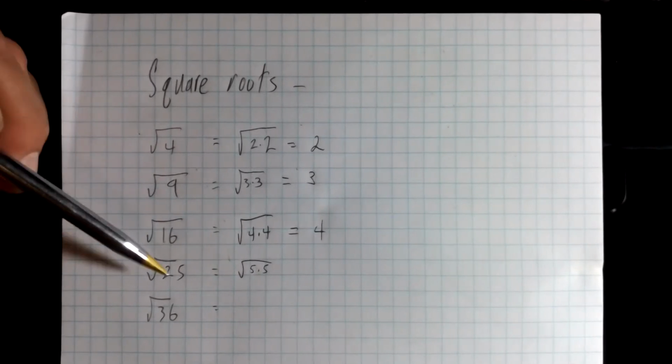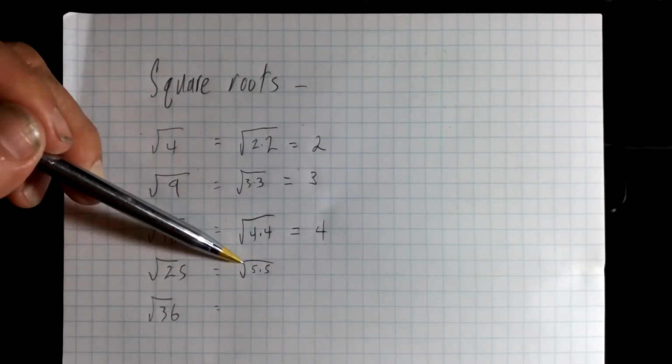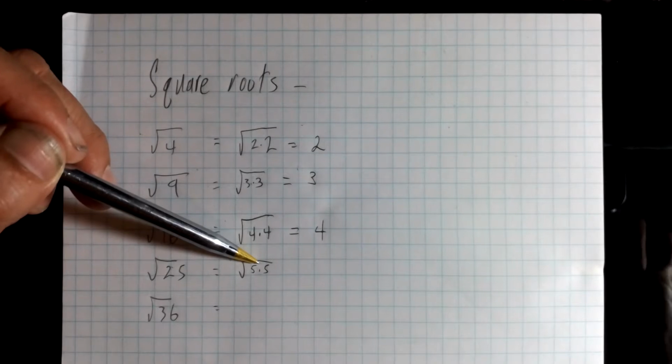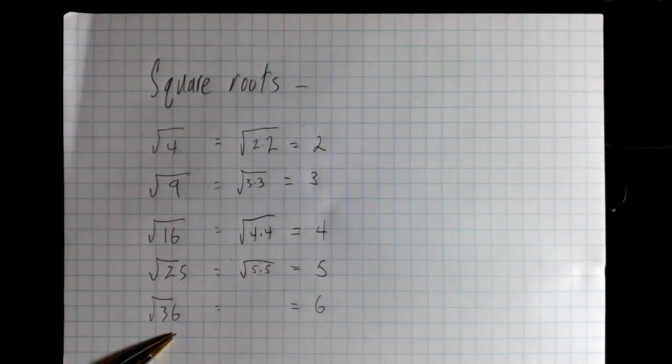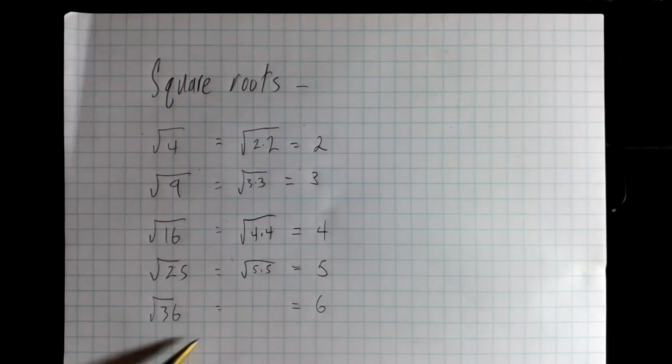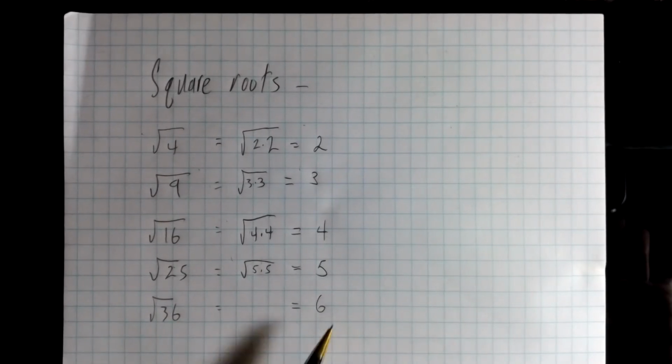The square root of 25 is the same as the square root of 5 times 5, which becomes a 5. And after you get good at this, hopefully you can just skip this step when you see something like this. 36 is 6 times 6, so the square root of 36 is 6.